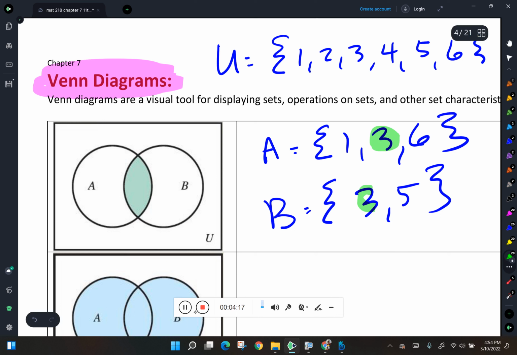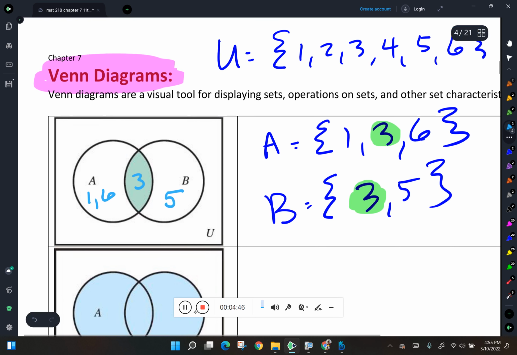3, you'll notice, is in the intersection of those two. So I would put 3 right there. 1 and 6 would go here because they are inside of the set A, but they are not inside of set B. So I would put them in the part of the circle of A that is outside of B. 5 goes over here because it is inside of B, but it is not inside of A, so it's not in the intersection.